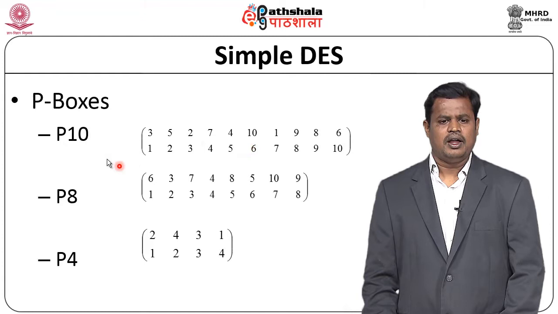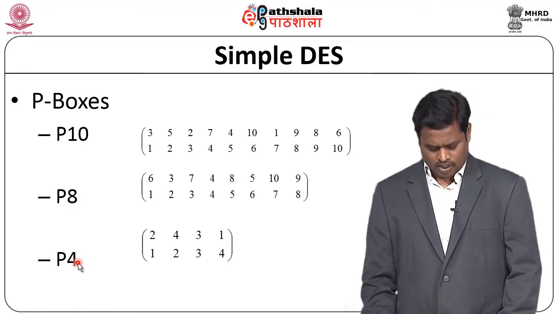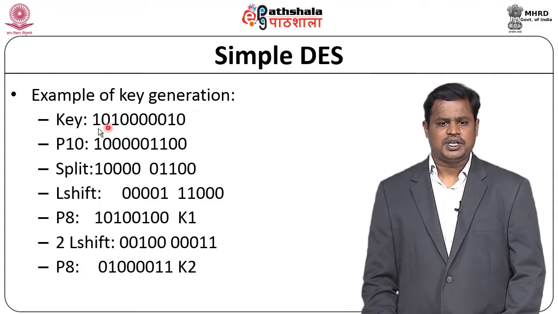Then we have a P10 box, P8 box and P4 box, which are used for the key as well as the permutation of the input, the initial permutation. Then we can say that this is with respect to the internal process of your round. So we can see an example with respect to key generation.